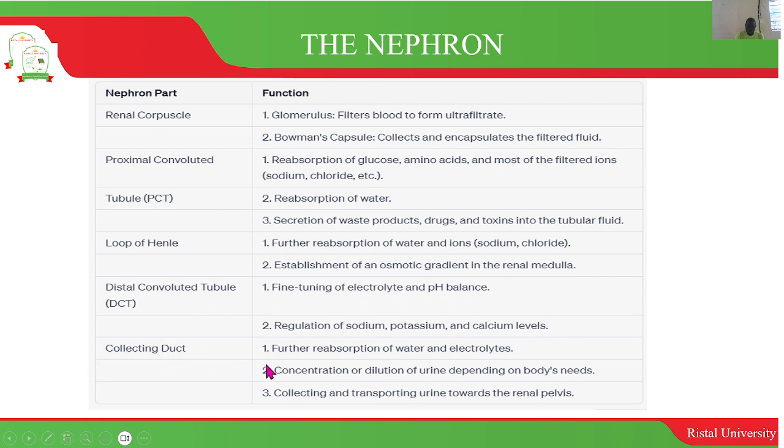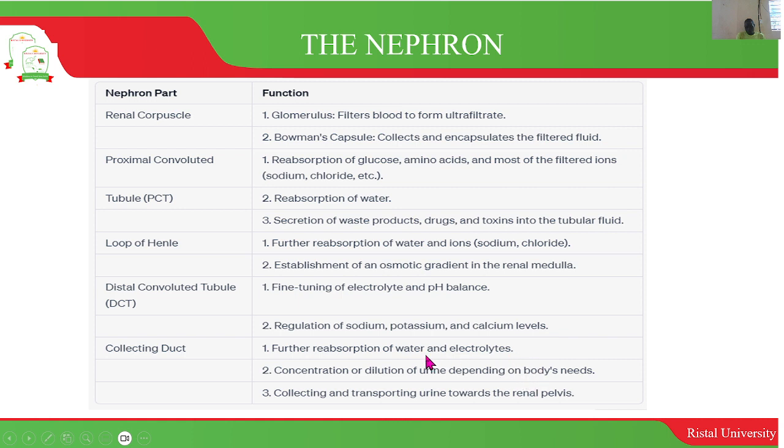We have the collecting duct. This one further absorbs water and electrolytes. Concentration or dilution of urine depends on the body's needs, and then collecting and transporting urine towards the renal pelvis. So this collecting duct plays one of the final important balances here.